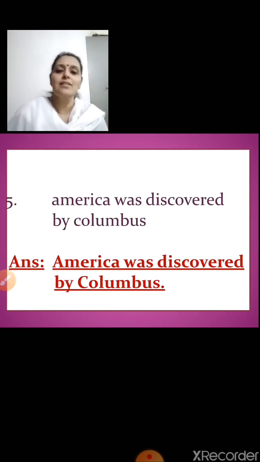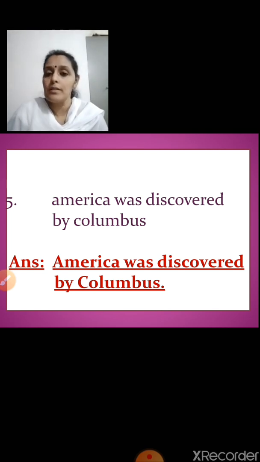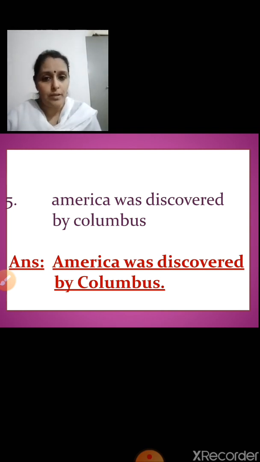Okay. Next, America was discovered by Columbus. Here, America is a name of a place, so it's a special name. Columbus is a name of a person, so again it's a special name, right? So, America A has to be capital because it's a special name and also because it is the beginning of the sentence. And Columbus C has to be capital and you have to end it with a full stop. So A capital of America, C of Columbus is capital and there will be a full stop at the end. America was discovered by Columbus.